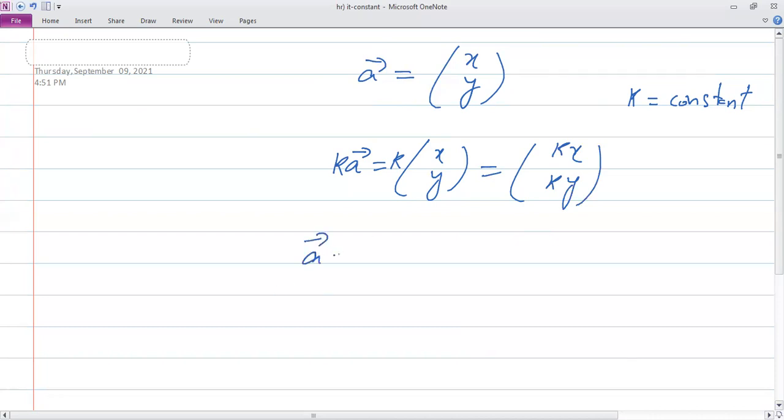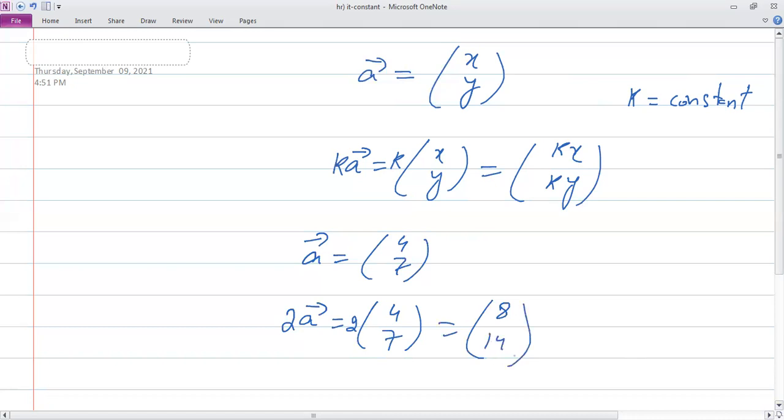Let's say you have a equal to 4, 7, and you are asked to find vector 2a. What will be vector 2a? It means multiply 2 with this vector. Now when you multiply, 2 will multiply with 4. 2 times 4 will be 8. Multiply 2 with 7, 2 sevens are 14. So this will become 2a.